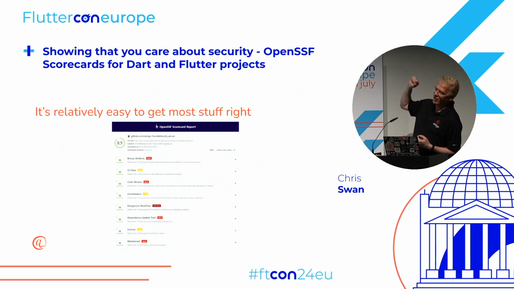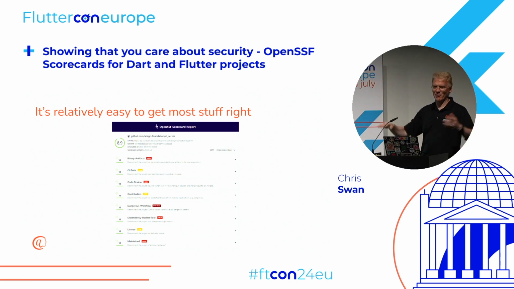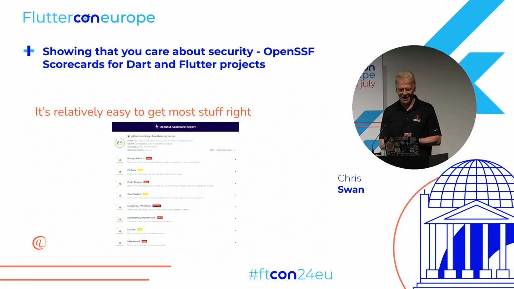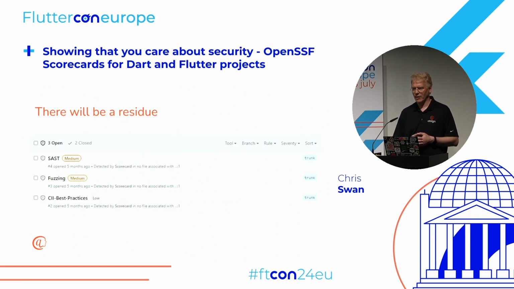And so here is a sort of more recent Scorecard report. And you can link your badges through to these reports so that people can easily see them. If I look at the top of the report, there's lots of really nice 10 out of 10s there. And so we know that there's no binary artifacts, and we're doing CI tests, and we've got code review in place. And all of that stuff's good. But there will be some residue.